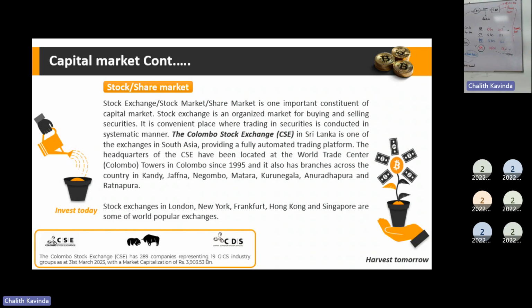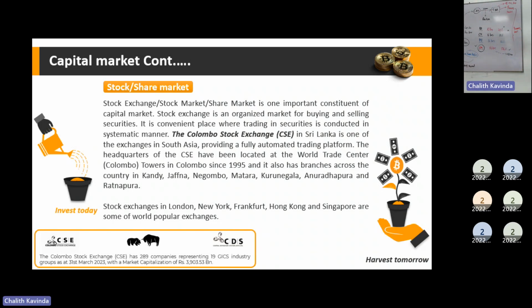Stock exchange is an organized market for buying and selling securities. And it's a convenient place where trading in securities is conducted in a systematic manner. So nowadays we can do manual as well as online. It's there in the World Trade Center building. Several branches are there, a simple idea about the Colombo stock market. So these are some of the stock exchanges around the world. Now, what is CSE?